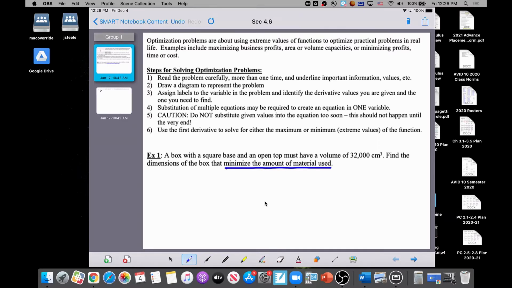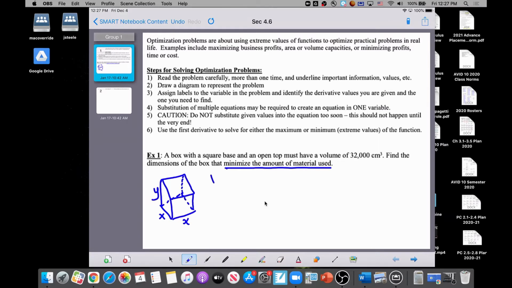Now, if we have a square box with an open top, let's sketch a picture of what that might look like. I am a terrible three-dimensional drawer, but you get the idea. We've got these sides. It's a square base, and I'll call this side Y because it's different than X, and we know that we have an open top. The information is that the box must have a volume of 32,000 cubic centimeters.